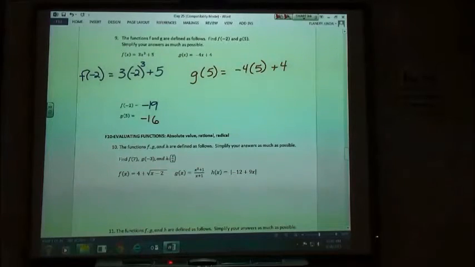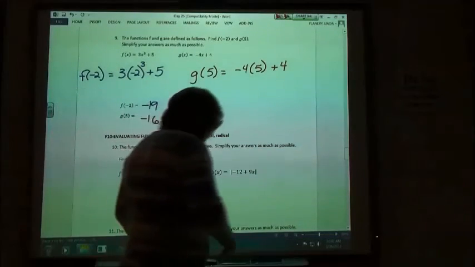Now the next ones are going to be a little more complicated, and we're not going to be able to use our calculator quite as much because we're going to have square roots and absolute values, and we can probably use it some, but we might not be able to use it for the whole problem.